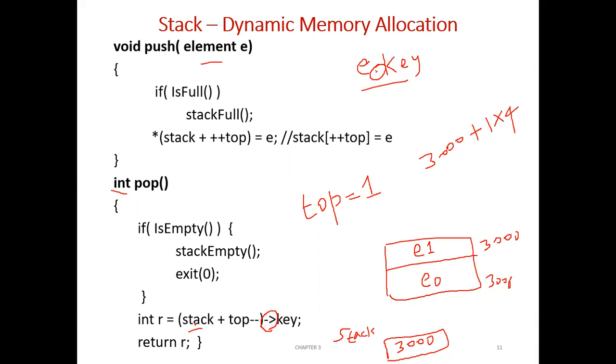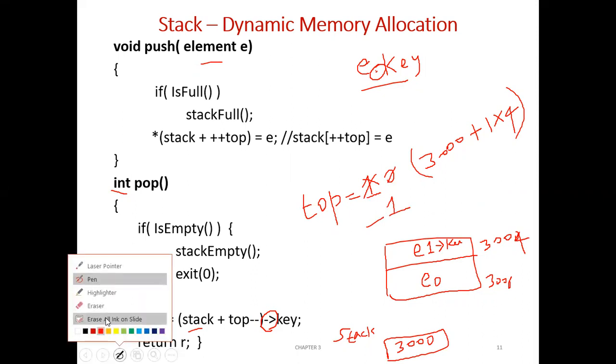And then what we are doing also: stack plus top minus minus, that is arrow of key. So this will refer to this particular address 3004. In that address, whatever the key value is, it will return. If the key value is 4, it will return 4, otherwise whatever it may be. After returning that, top will be decremented. Top will become 0 because one element is popped out, right? Similarly, after removing the next element, top will become -1, right? So this is how we implement the stack using dynamic memory allocation.